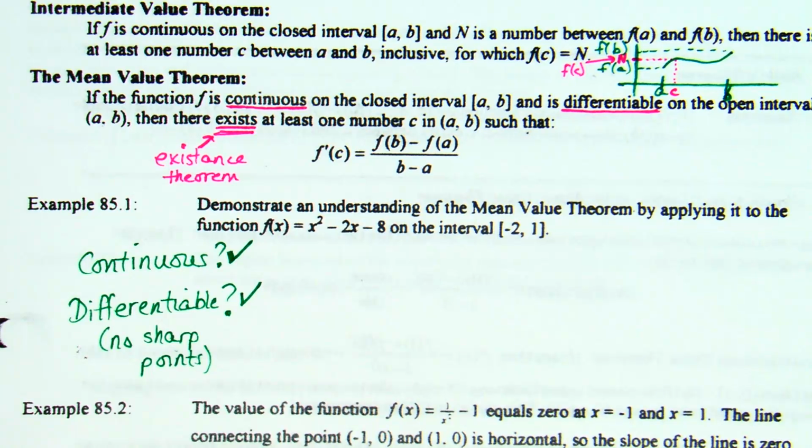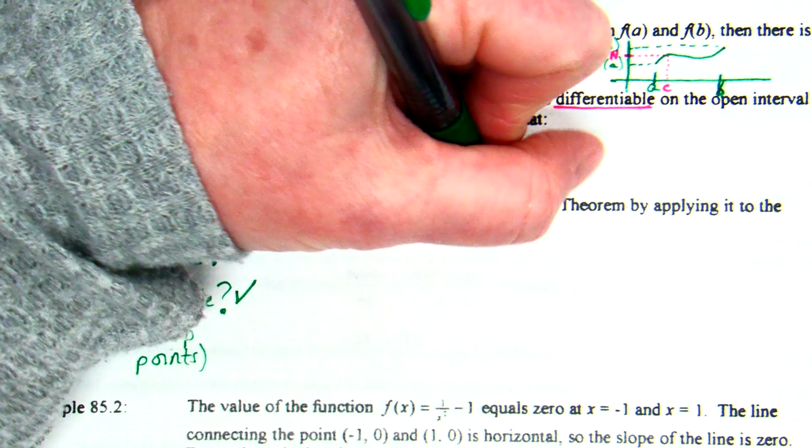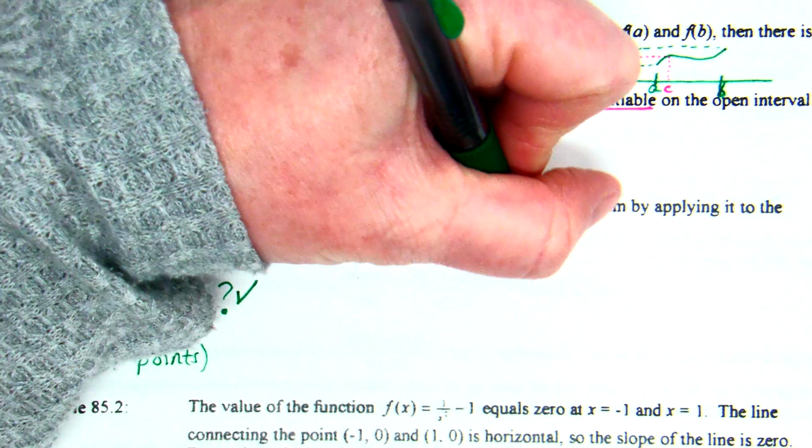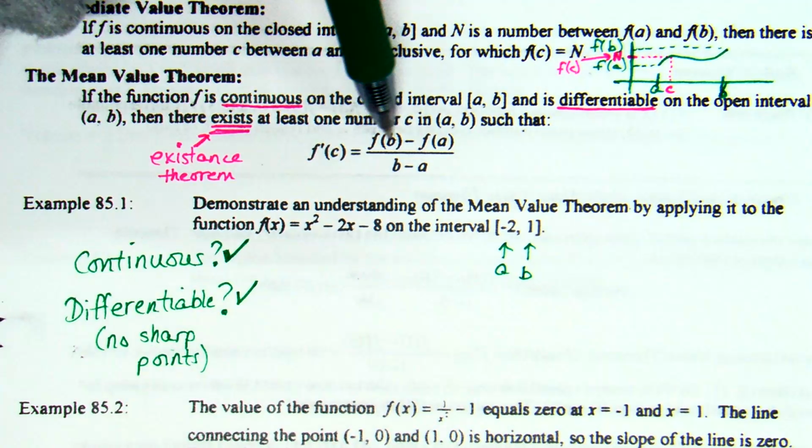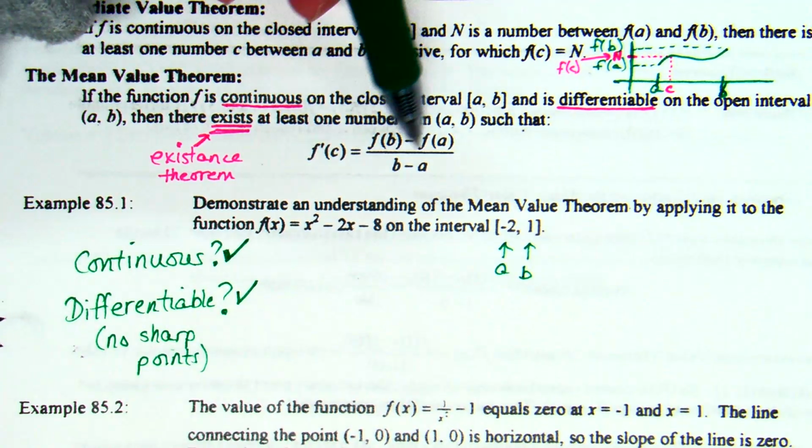If we're going to demonstrate an understanding of the mean value theorem, first of all, where are my A and B values? A and B, we said A is -2 and B is 1. Because how does the theorem work? It says on the interval A to B, and they gave me an interval A to B. Now, if we're looking at our mean value theorem, f prime of C equals f of B minus f of A over B minus A.